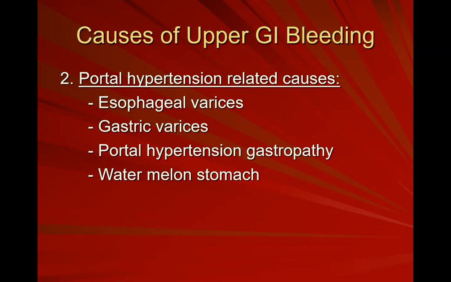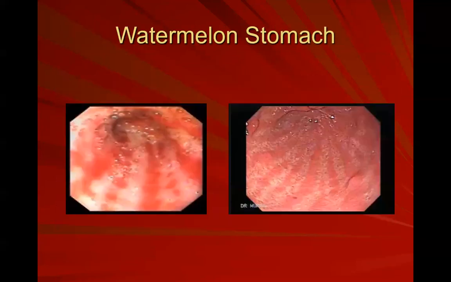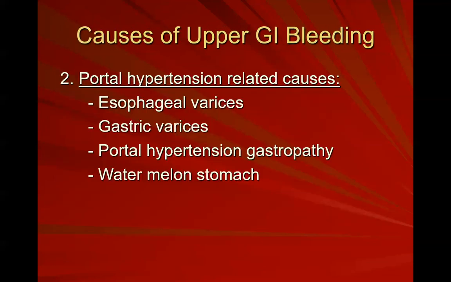We have three major sites of anastomosis between the portal system and the systemic circulation. One of them is the esophageal varices. The esophageal varices is a continuation of which veins? Hmm?